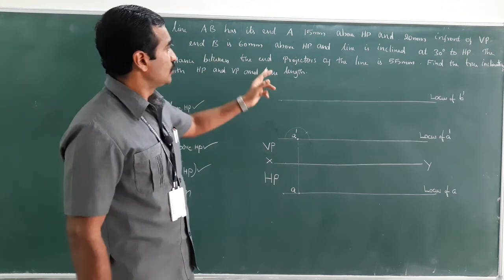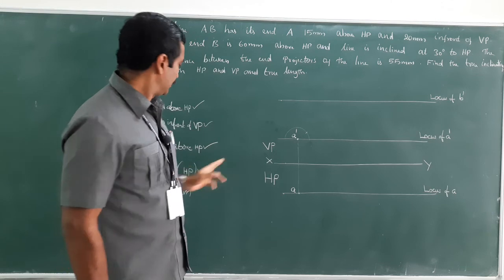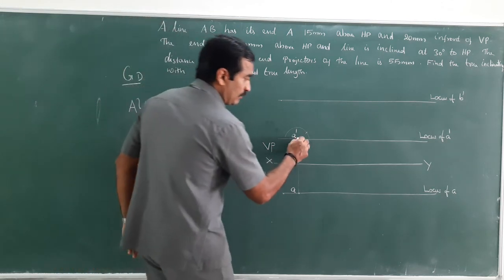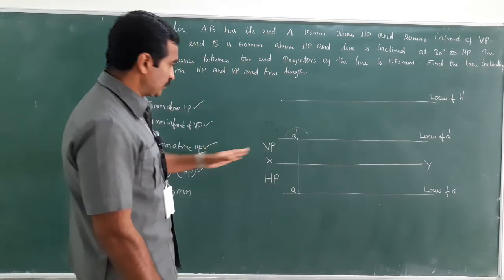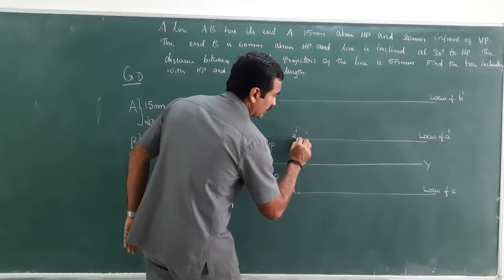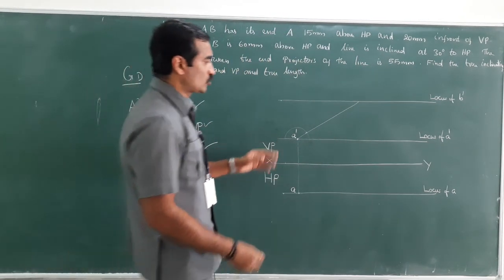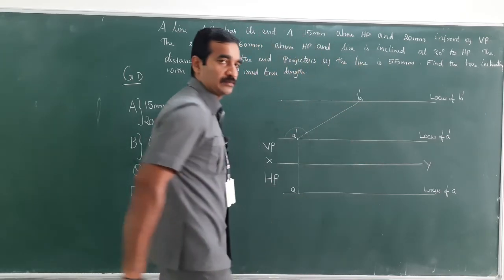I don't know the true length of the object. The object is a straight line. But this information is given, theta is equal to 30 degree. So from A dash, draw a line passing through the 30 degree. Right. So this could be B1 dash.